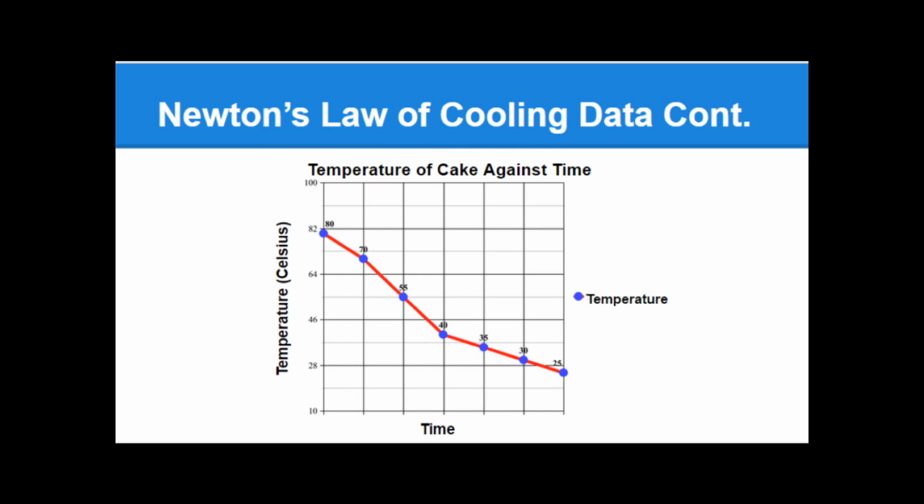This slide shows our data in the form of a graph. The name of the graph is the temperature of the cake against time. The y-axis shows the temperature in degrees Celsius, and the x-axis shows the time in minutes. This graph also shows that the function is an exponential decay function.